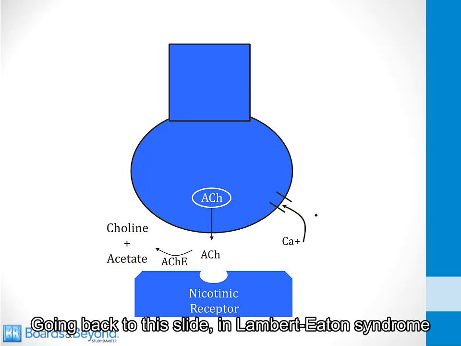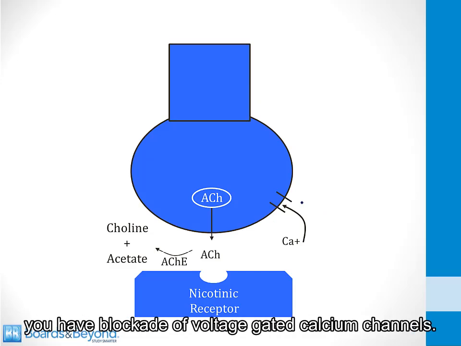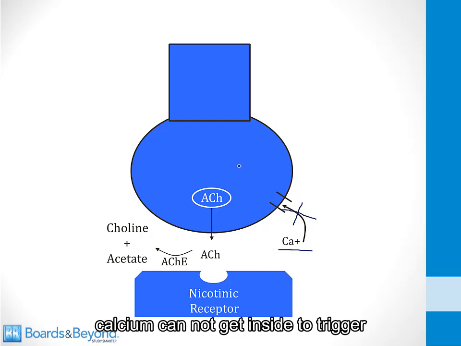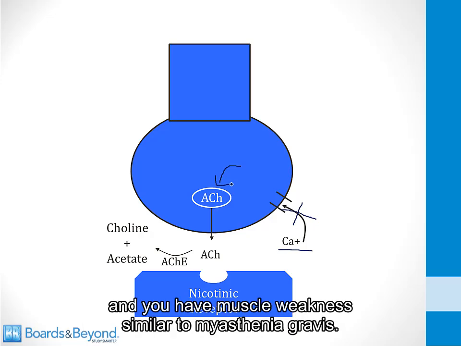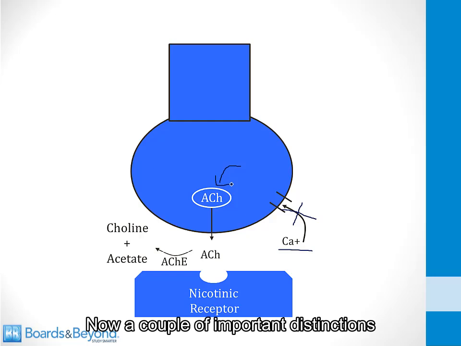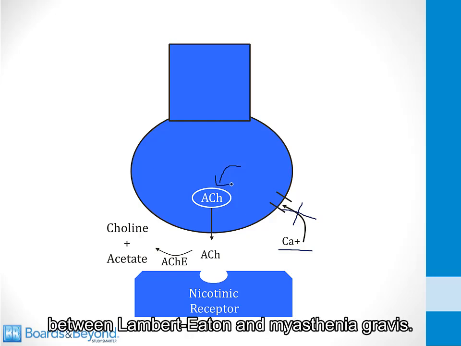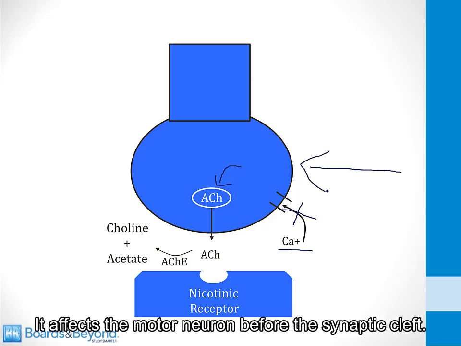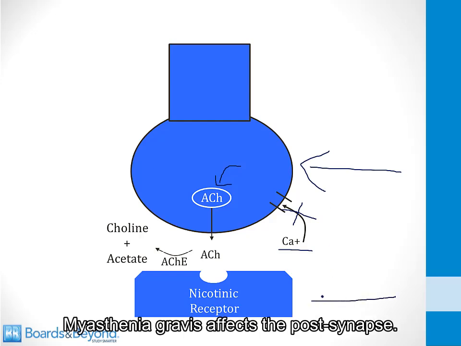Going back to this slide, in Lambert-Eaton syndrome, you have blockade of voltage-gated calcium channels. This means that when the neuron depolarizes, calcium cannot get inside to trigger the release of acetylcholine. Therefore, less acetylcholine is released and you have muscle weakness, similar to myasthenia gravis. Now, a couple of important distinctions between Lambert-Eaton and myasthenia gravis. Lambert-Eaton affects the presynapse. It affects the motor neuron before the synaptic cleft. Myasthenia gravis affects the postsynapse.